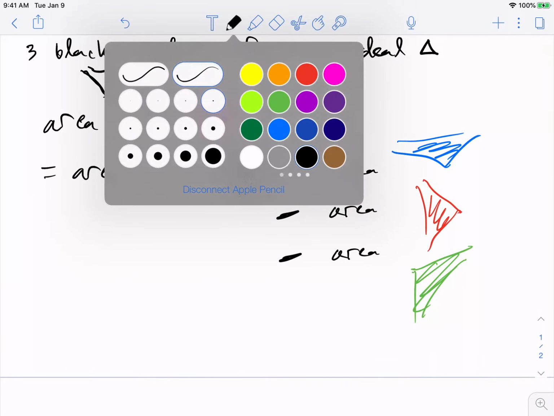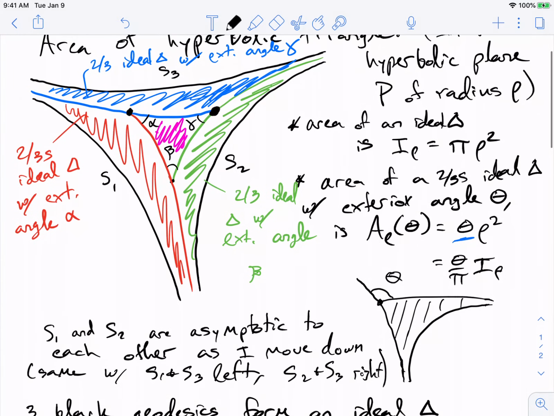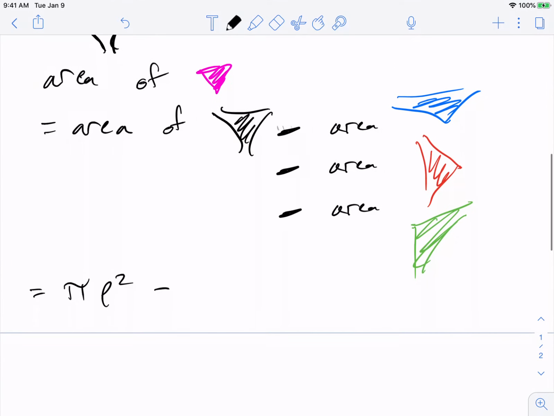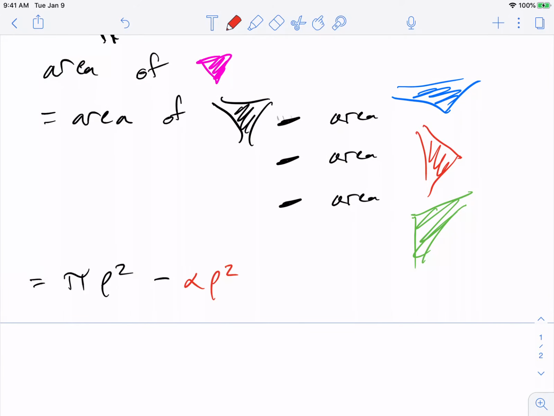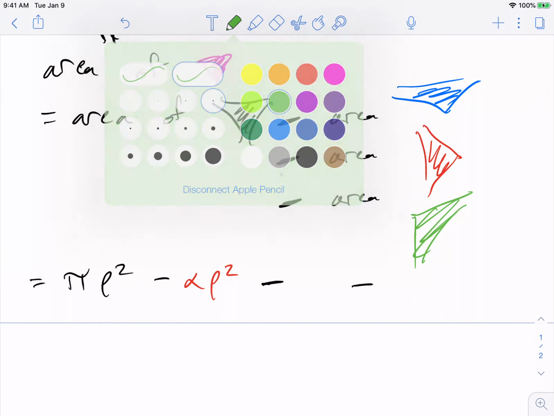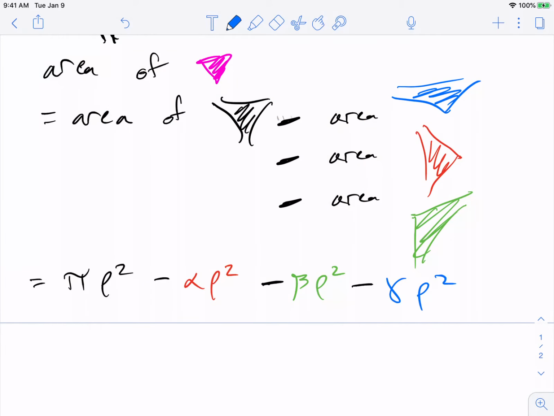Okay, and so what is this? Well, this is equal to the area of the black, which is pi rho squared. The area of the blue is, well, let me start with the red. The red one has exterior angle alpha. So minus alpha rho squared. And then minus the green is beta rho squared. And minus the blue is gamma rho squared. And so finally we get our formula: rho squared times (pi minus alpha minus beta minus gamma).